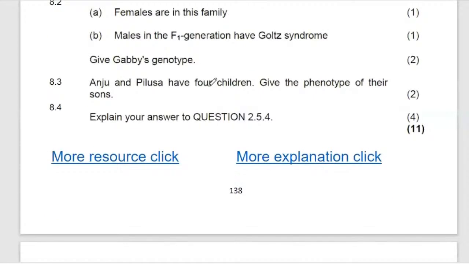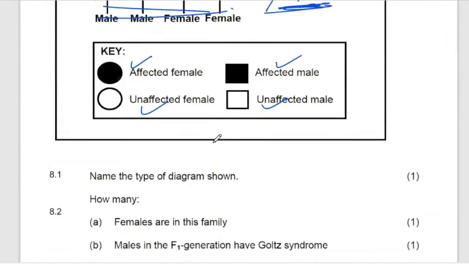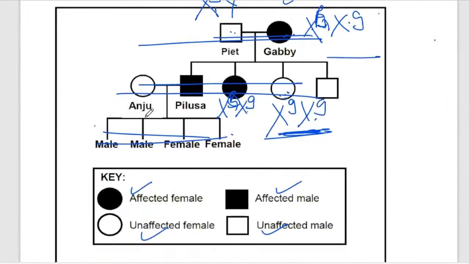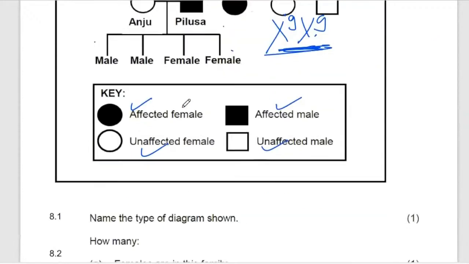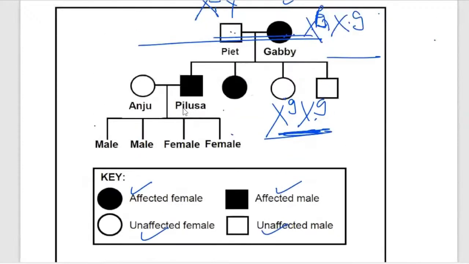Aju and Pirusa have another, 4th child. Give the phenotype of their sons. Remember this is caused by a dominant allele. The moment it is caused by a dominant allele, it is easier to find. For the case of the sons, remember, it's a Y, it's a Y.